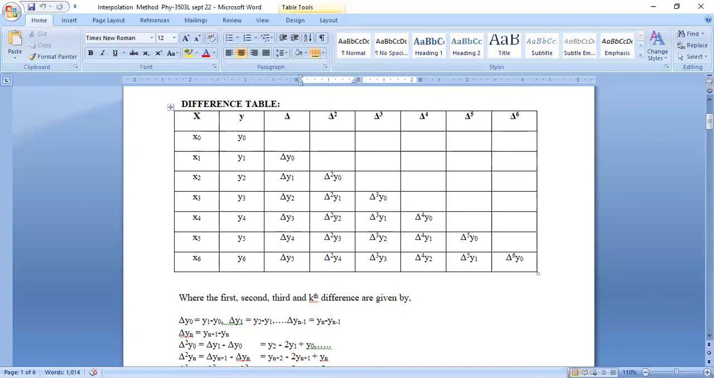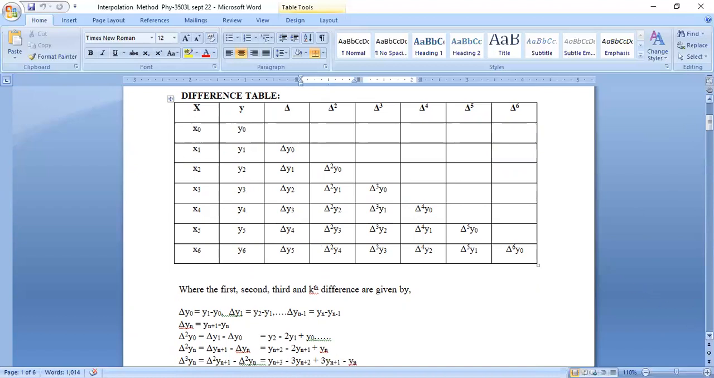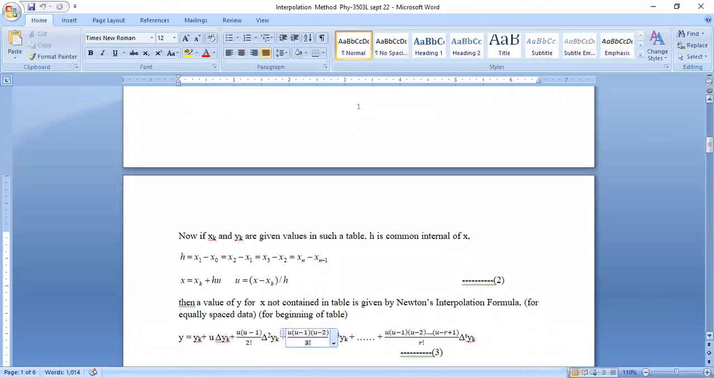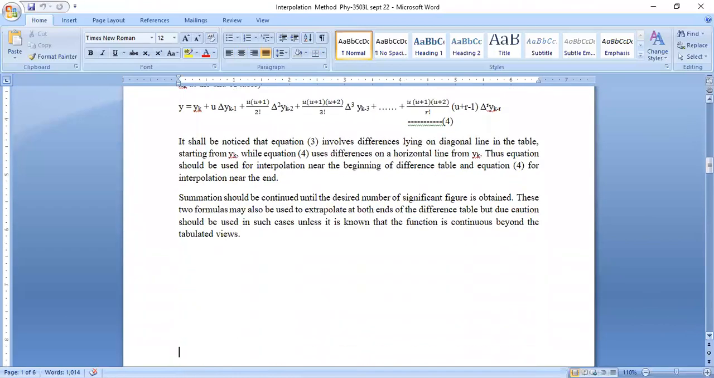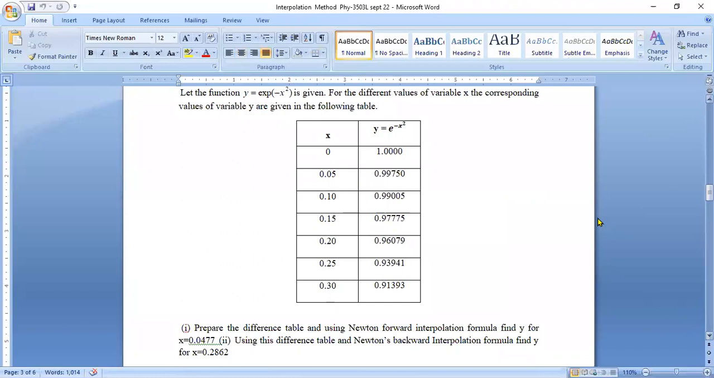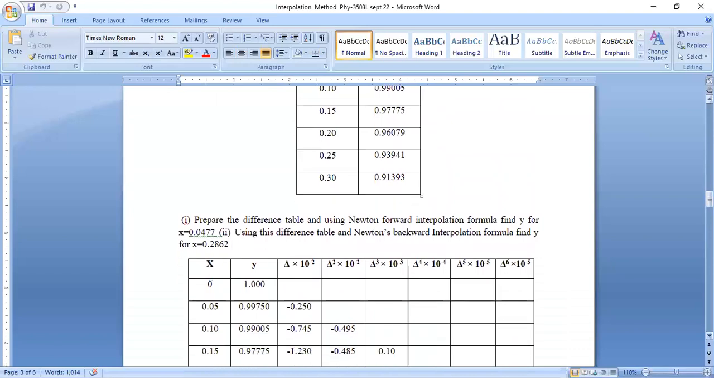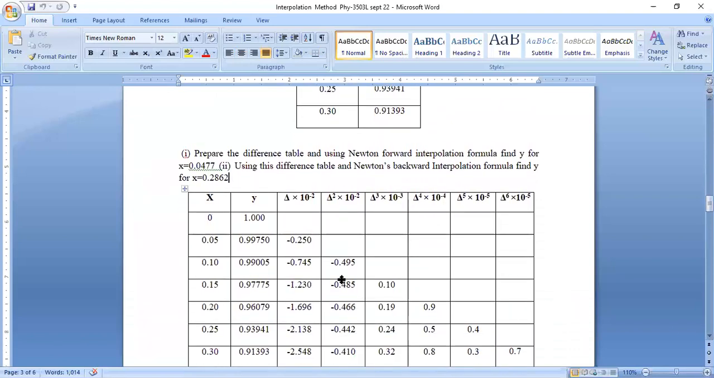So you see, this I have already mentioned here. Look at this, I have prepared the table. So the table is prepared here. This is x0, y0, x1, y1, x2, y2, x3, y3, x4, y4, x5, y5, x6, y6, which is already mentioned.